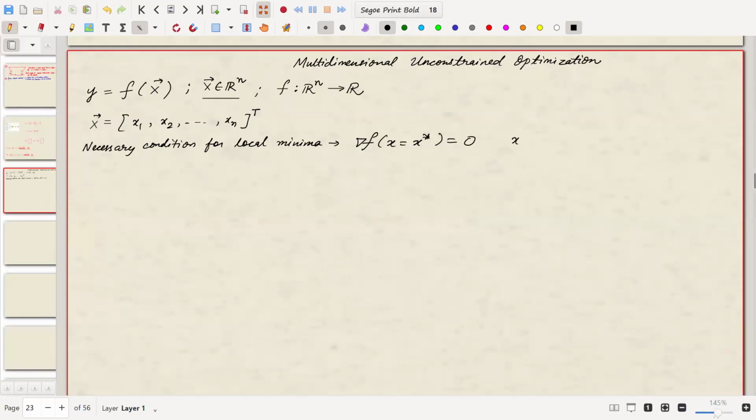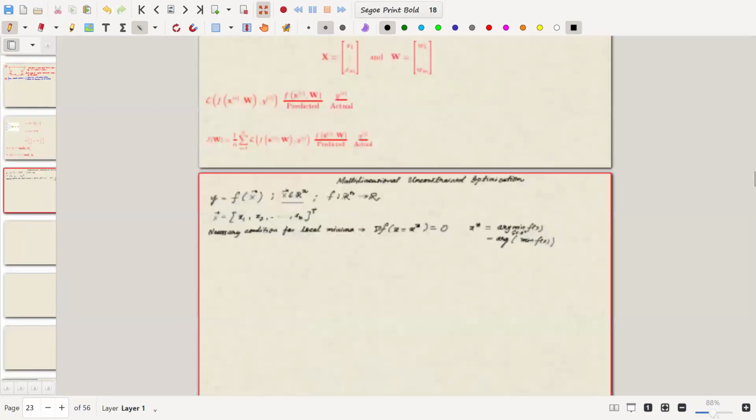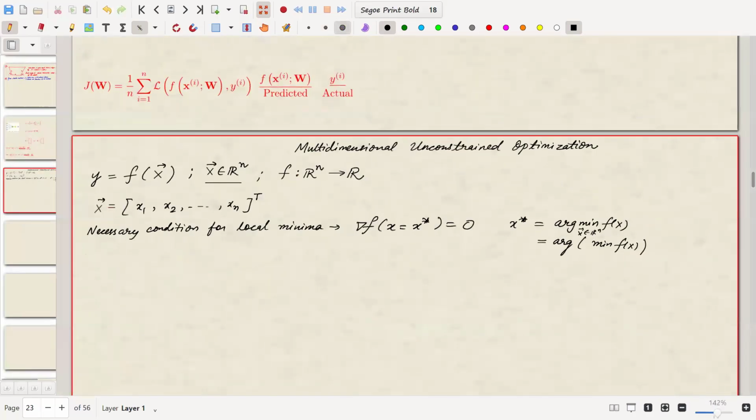So what is this x star? X star is the argmin of f of x. It's the argument where the minimum of f of x is achieved. This might be tricky, so break it into two things. X star is the argument where minimization of the function is achieved. Understood? So that's the way of writing argmin of f of x. What is x? X bar is any vector in Rn. X star is also a vector in Rn.